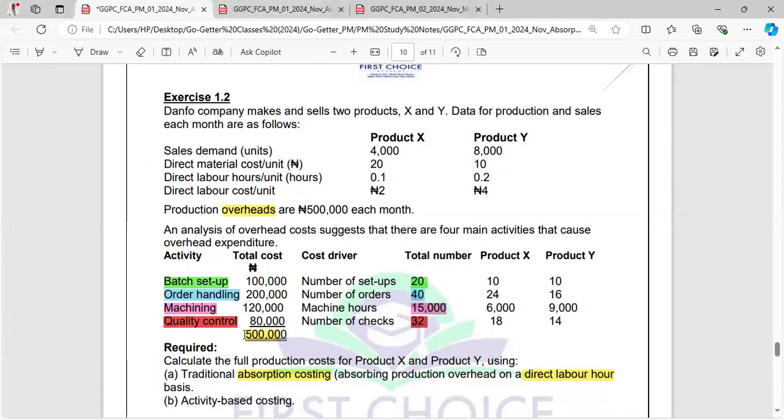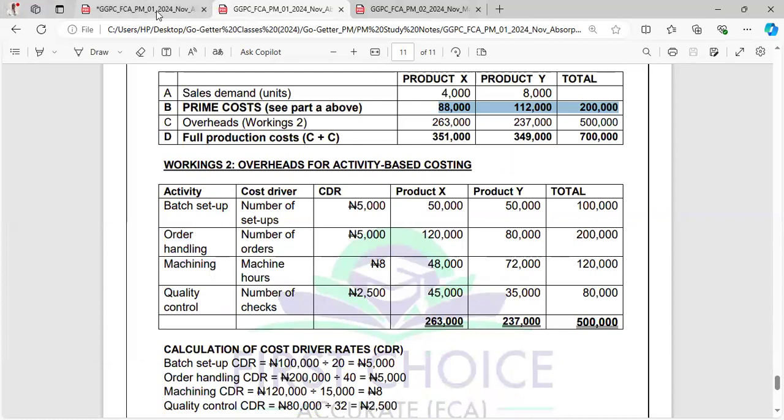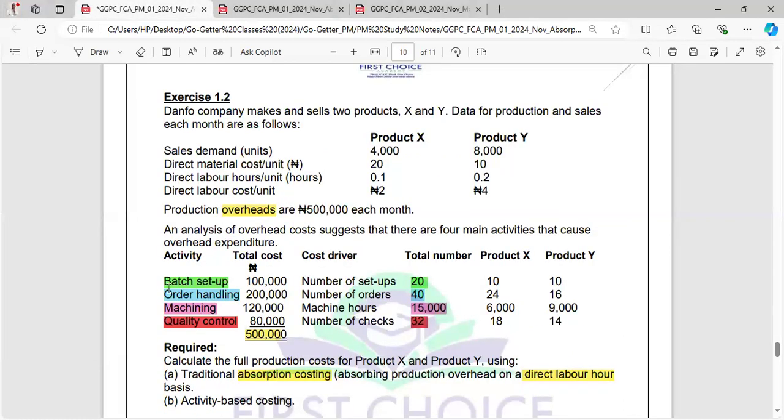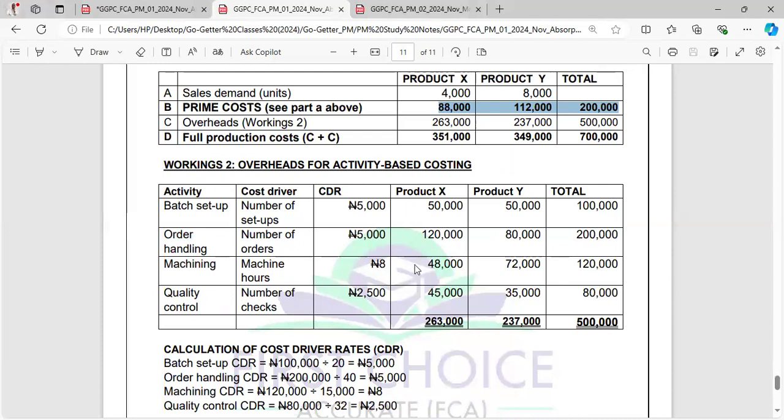The third one here is machining. We have our 120 divided by 15,000. That's 8. That's what we have here, 8 naira. Then we'll go to the next one. 80,000 for daily control, 80,000 divided by 32 checks. And we have 2,500. That's how we got these figures here. How did we get these figures here, here, and here?